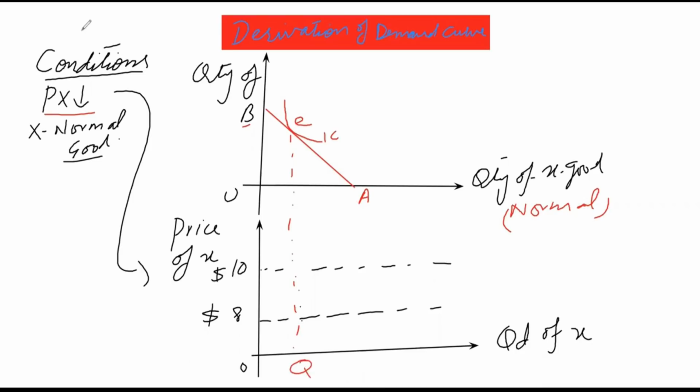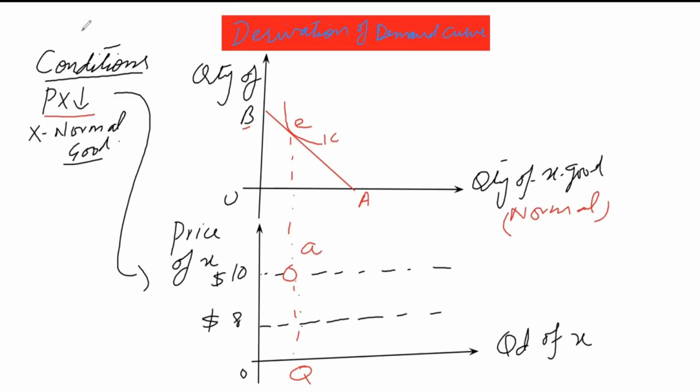Draw the initial budget line BA and draw the initial equilibrium at point E, and the IC curve is I. So draw a perpendicular to find out the quantity. So initially the quantity is Q and we get a point A where the perpendicular from equilibrium intersects the price $10.